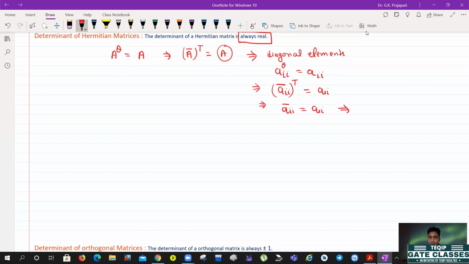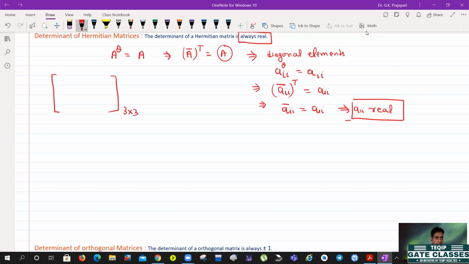This implies that we know that if the conjugate of a number comes out to be the same number, then the number is real. This means A_ii is real, that is, the diagonal elements will be real. So we can construct a Hermitian matrix of order 3 cross 3 whose diagonal elements must be real.